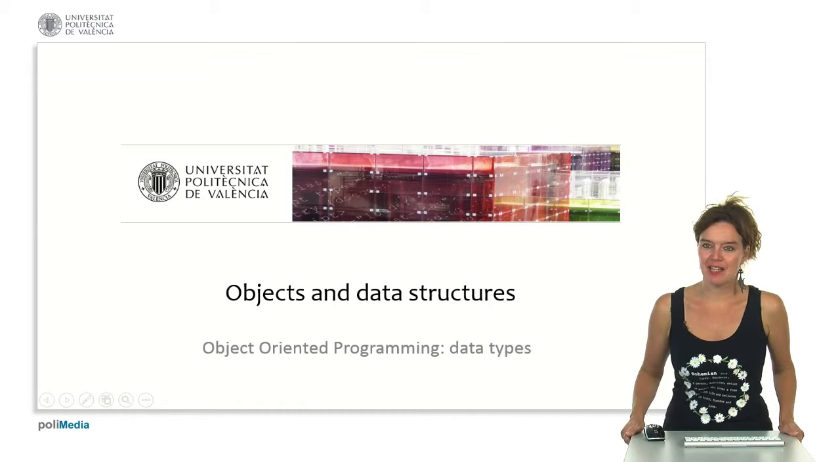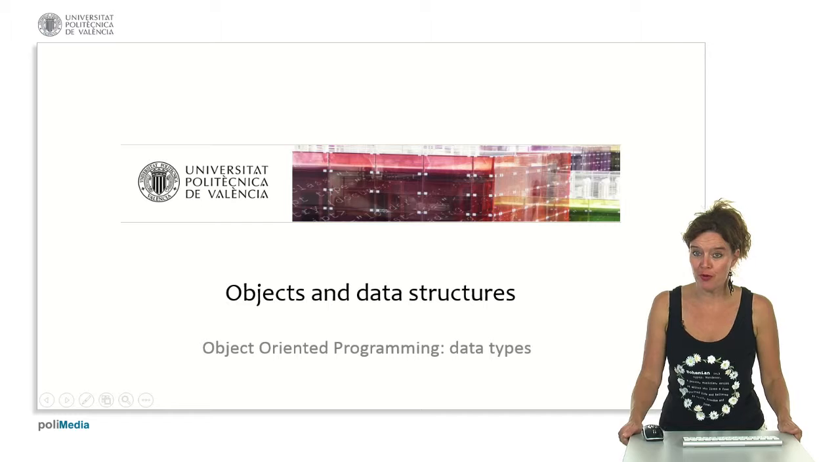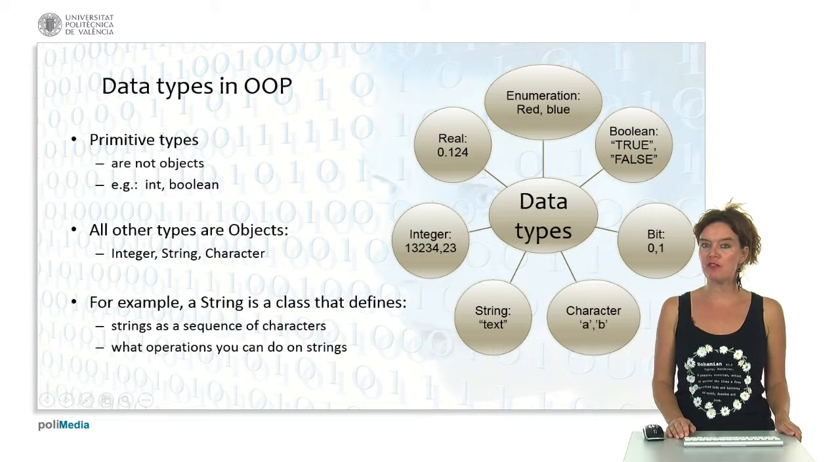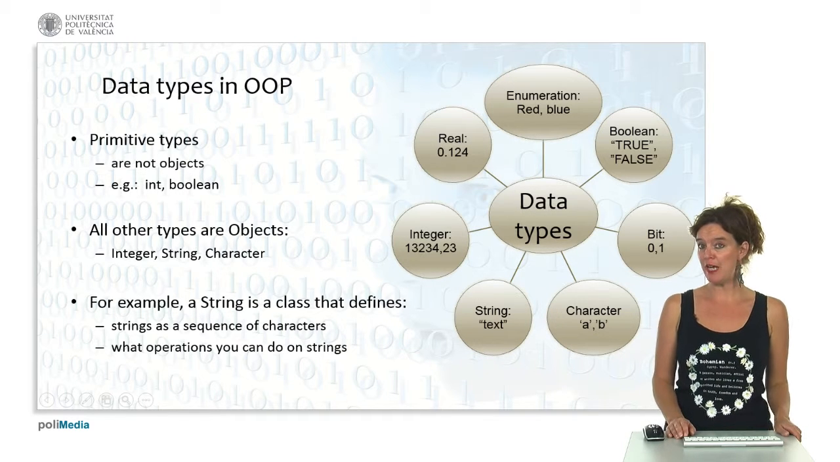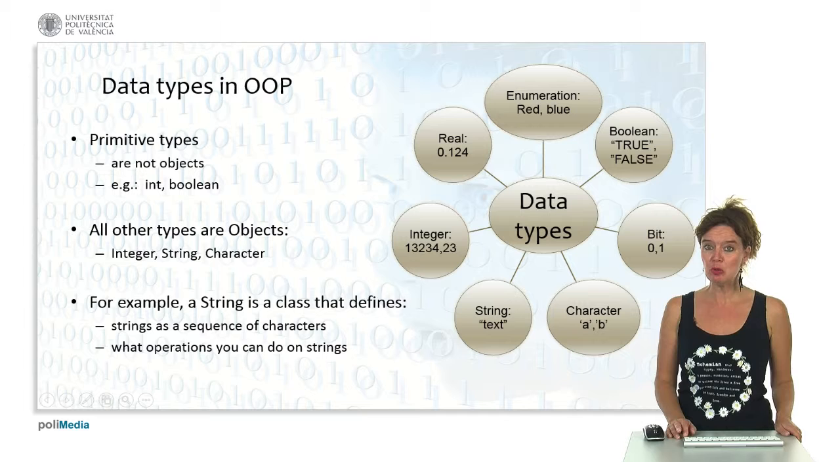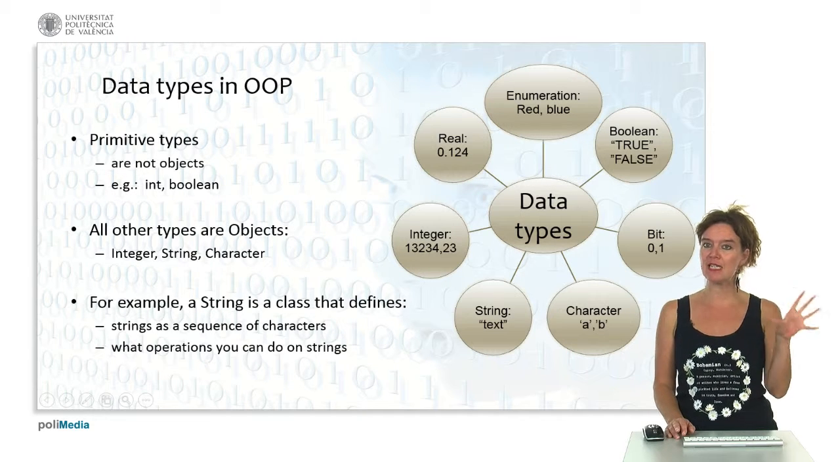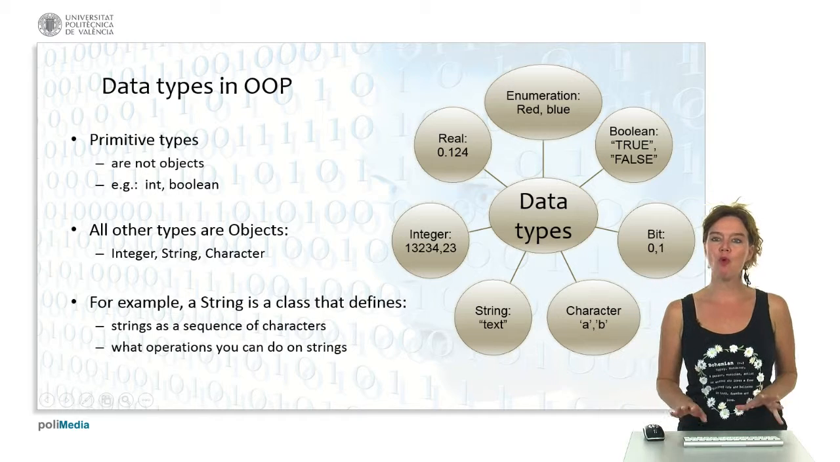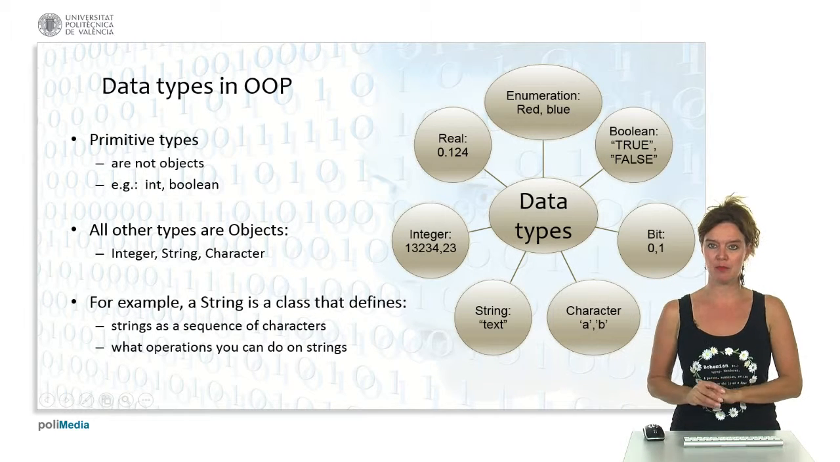So let's look at data types in object-oriented programming languages. We have seen in previous videos that we've got all kinds of data types: enumerations for numbers, for strings, booleans, bits, characters. We've seen each one of those in a little bit more detail. In object-oriented programming, we also have these data types.